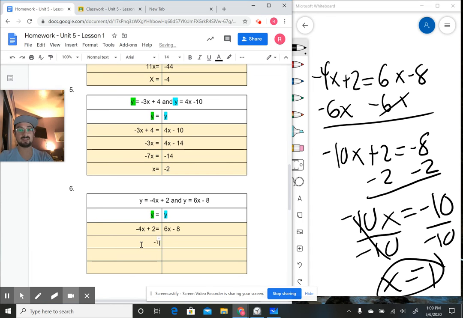So negative 10x plus 2 is equal to negative 8. Negative 10x is equal to negative 10, divided by negative 10 on both sides. Negative divided by negative is a positive.